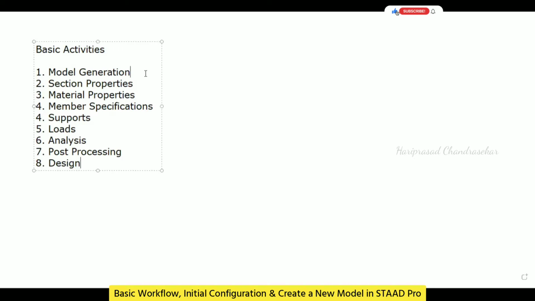First model generation, then we need to assign the section property, how much the cross section and everything, and then we need to go for which material that is, and then we can go for member specifications, and then we can go for supports, and we can go for loads, we can analyze, and then post processing and design. These are all the steps to be taken care of in STAAD Pro for any kind of structure.